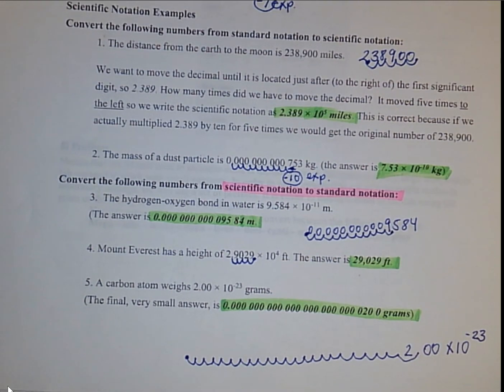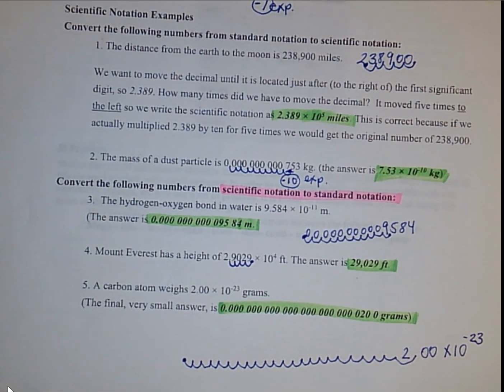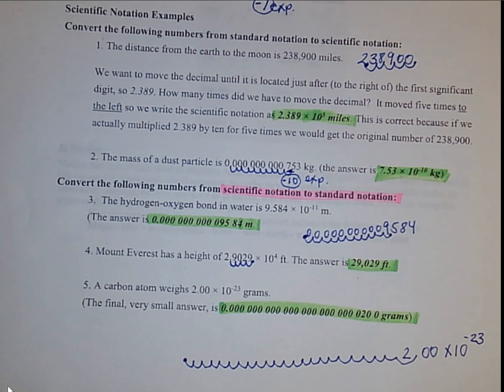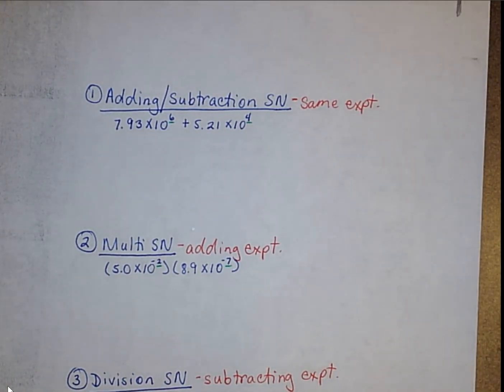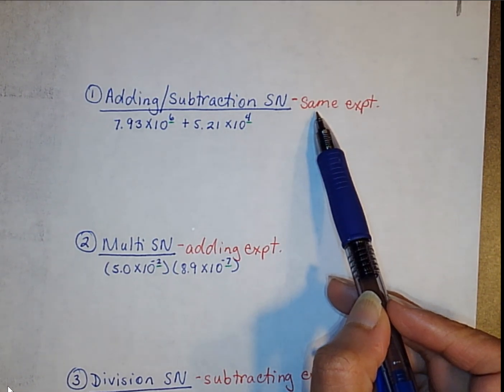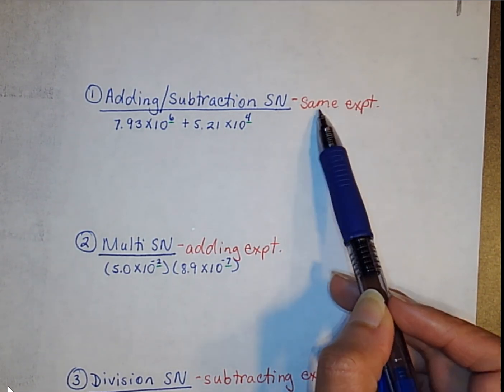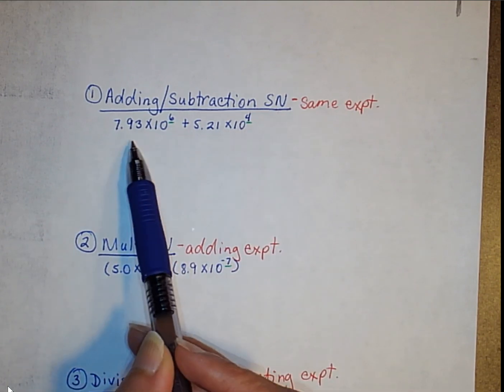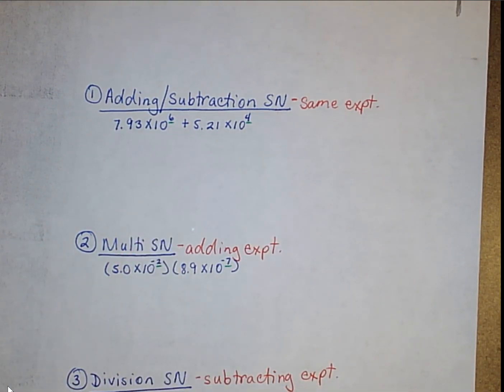Okay, so we just talked about scientific notation, but let's go ahead and talk about how to perform certain functions with it. So I have this paper right here. Go ahead and copy these examples down, and we'll go over it. So how do you add and subtract scientific notation? Well, the way you add and subtract scientific notation is by making sure that you have the same exponent. So here I have a practice problem.